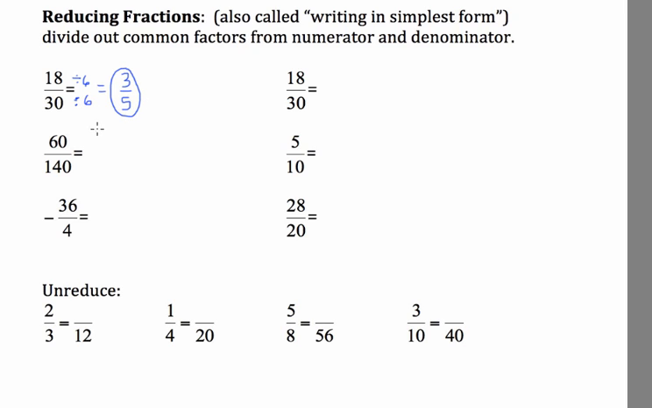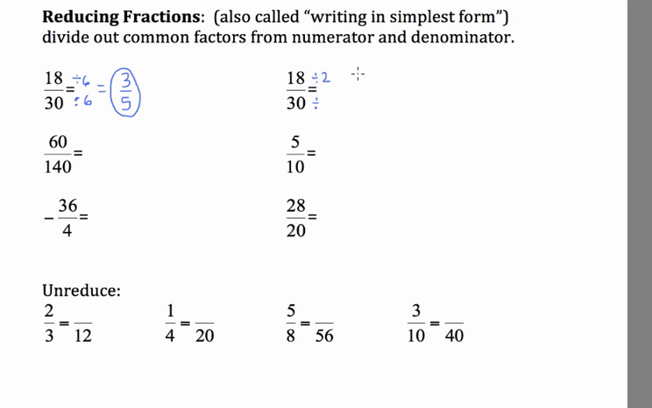The 6 is called the greatest common factor. It's the largest number that divides out of both top and bottom. If you're reducing a fraction and you don't see the 6 right away, you can also do it in a different way. 18/30. I see that they're both even. I don't see the 6 right away. As long as they're even, you should be able to divide a 2 out of both top and bottom.